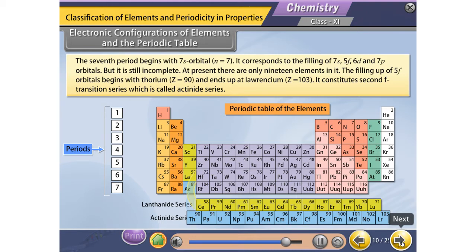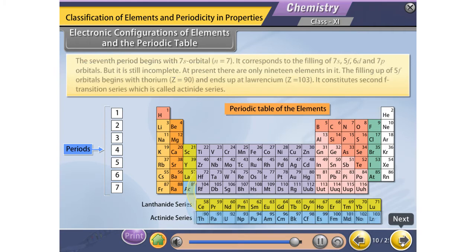The filling up of 5f orbitals begins with thorium, atomic number is equal to 90, and ends up at lawrencium, atomic number is equal to 103. It constitutes second F transition series, which is called actinide series.